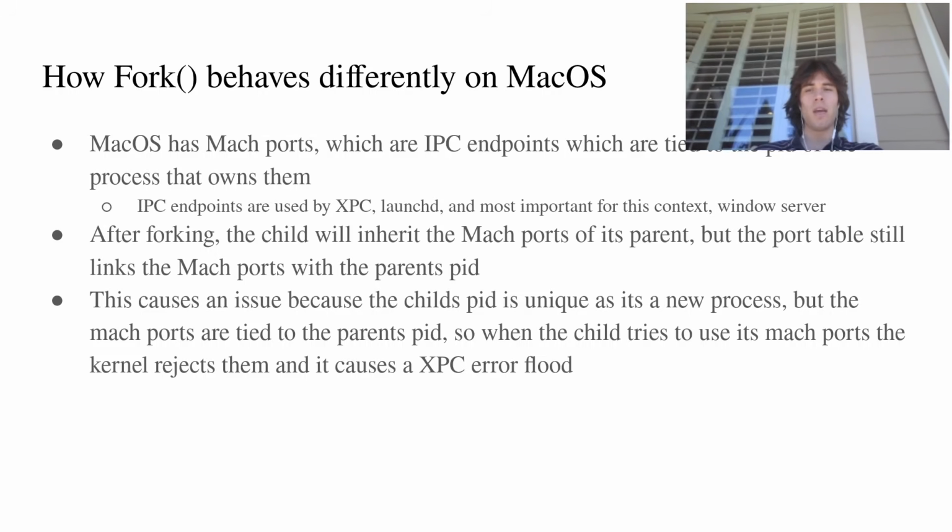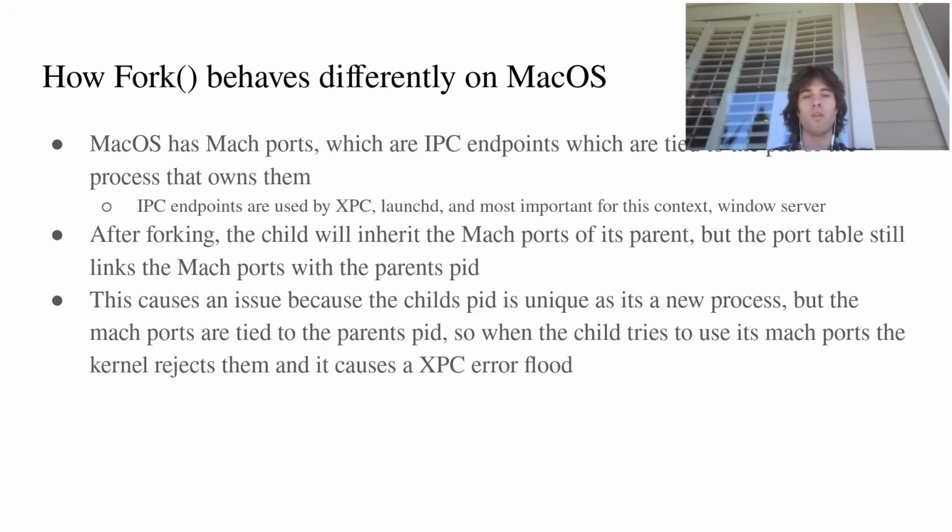An IPC endpoint is used by XPC and launchd, and maybe not most important, but in this context, we're doing stuff with the window server. So after forking, the child will inherit the Mach ports of its parent, but this port table is still linked to the parent's PID, which causes issues. The child is a new process, so its PID is unique, but the child's Mach ports are still tied to the parent's PID. So when the child tries to use its Mach ports, the kernel doesn't know what's happening and rejects them, and it causes that XPC error flood that we saw earlier.